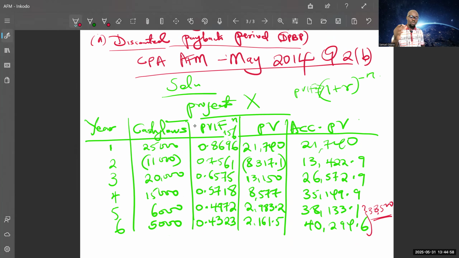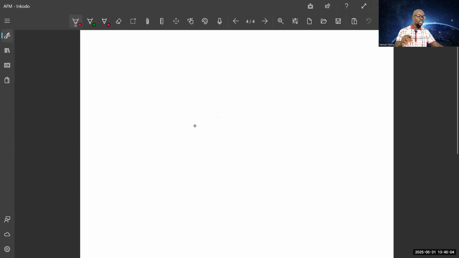So what formula are we going to use? I want to go to the next page so that now we see. If I look back at the question that we have, the question was saying we select project X and project Y, and we are told using the discounted payback period, we are supposed to choose which project to pick or which one is more viable.